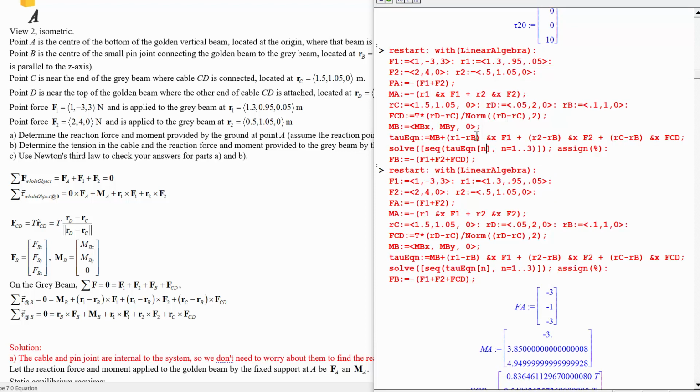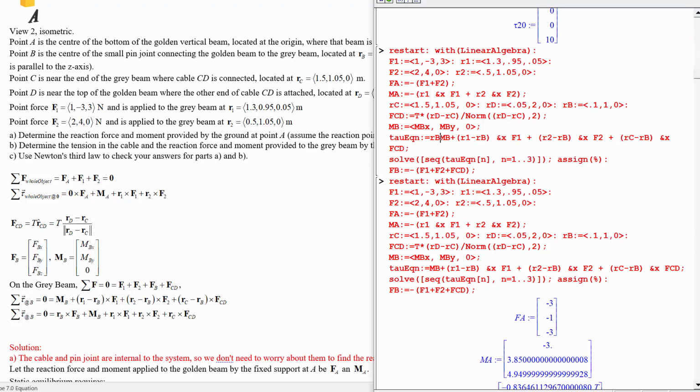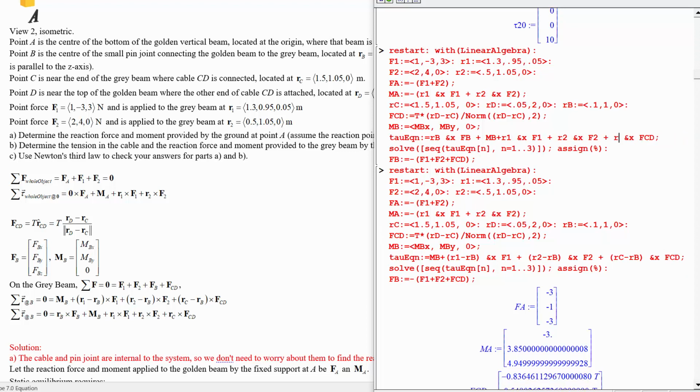And modify the torque equation to now be this new one, RB cross FB plus MB, and then just make this R1, R2, RC. And now we simultaneously will need to solve the torque equation and the force equation.